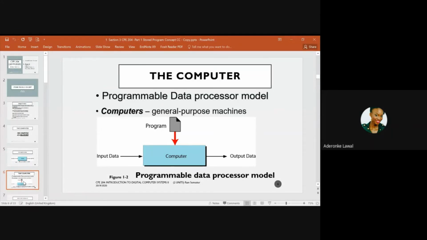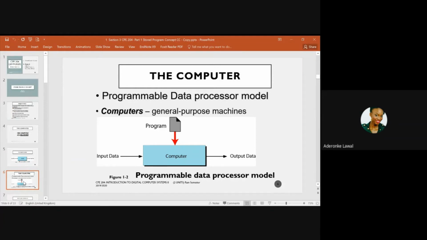Computers are general purpose machines. They are general purpose computers where the computer already has a specific program. So all you need to do is bring what you need, bring your inputs, and you get the output. The whole process is rigid. It's just one thing that it does. That is what a general purpose machine is.